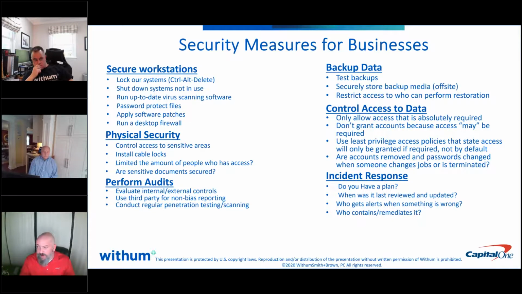Anybody can walk in there and just pull out cables. And then you have to go into incident response. What happens when the cables are pulled out? Performing audits, and this goes back to what we were talking about with assessments. Evaluate your controls, but use third parties. You always have to have a third party involved.